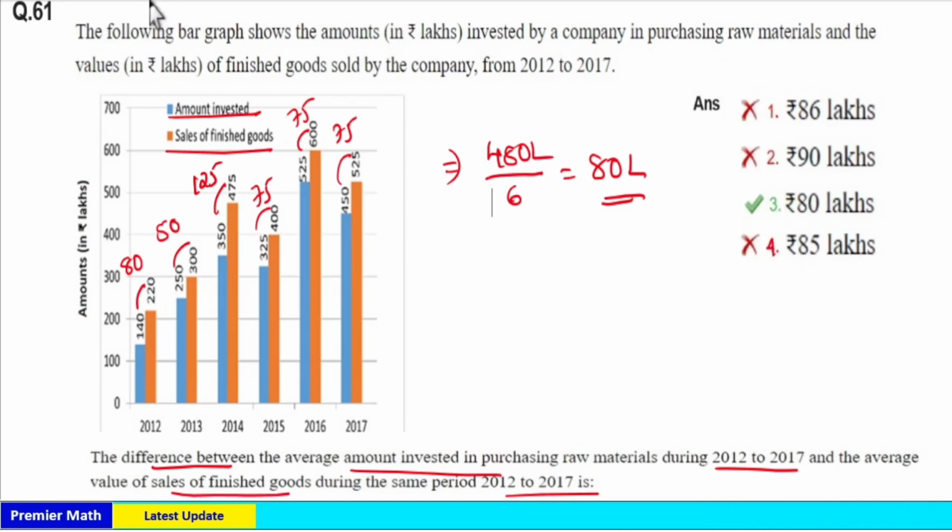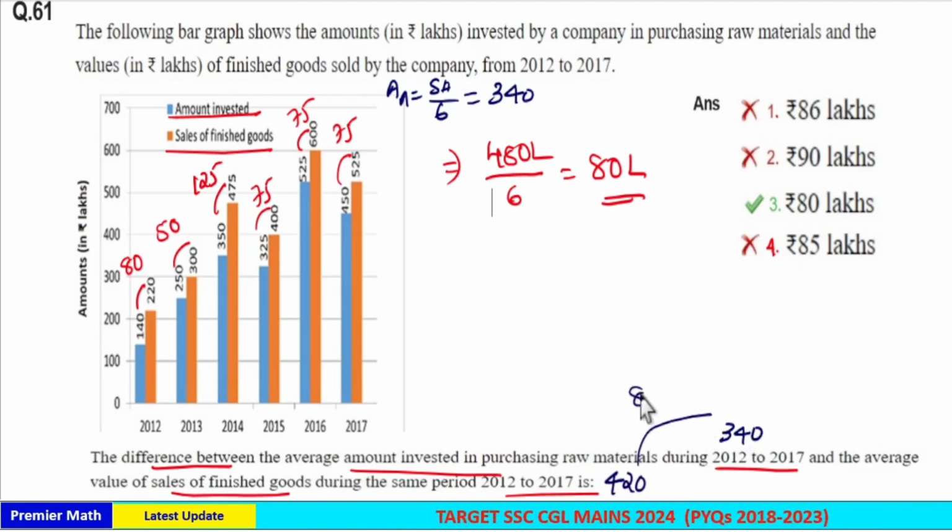That is, here average of this blue bars, average of amount invested is equal to sum of amount invested divided by total number of years, which is 6. Here sum of amount invested means sum of this blue bars, which is divided by 6 is equal to 340. So here this is 340 and here average of sales of finished goods is equal to 420. Now difference between 420 and 340 is 80.